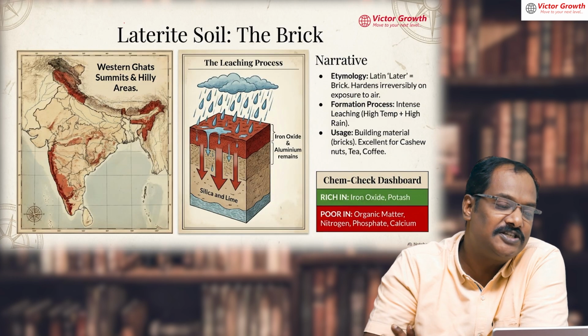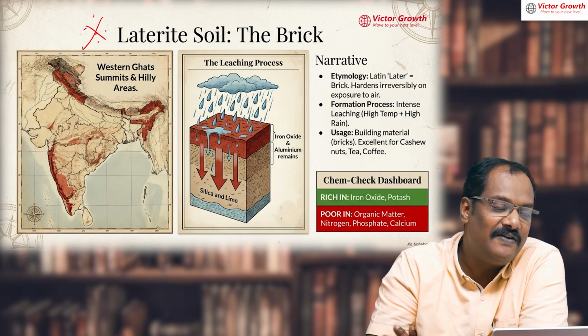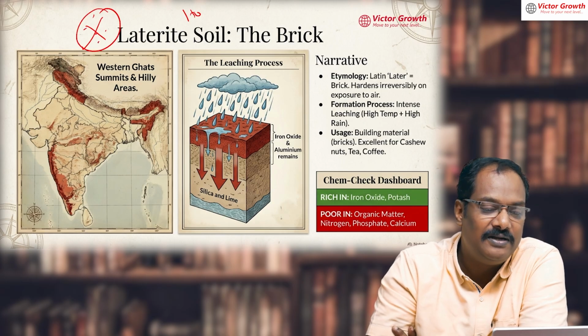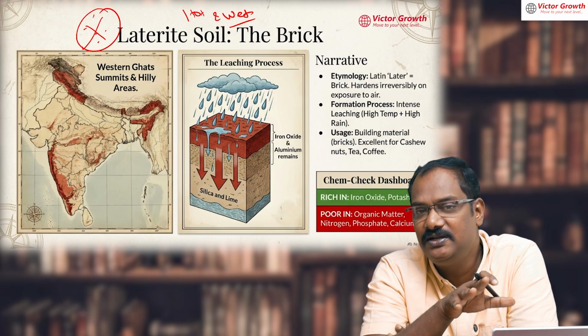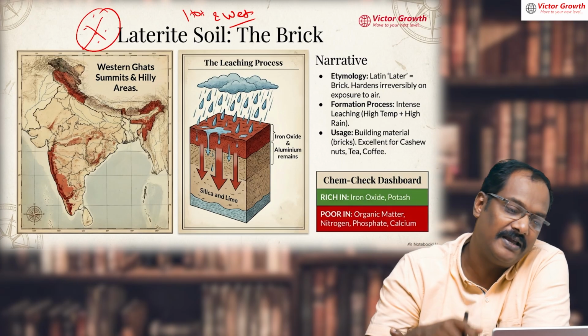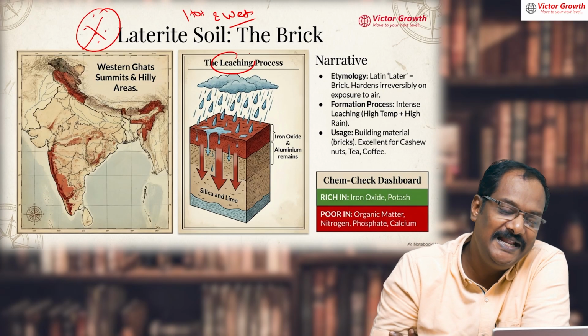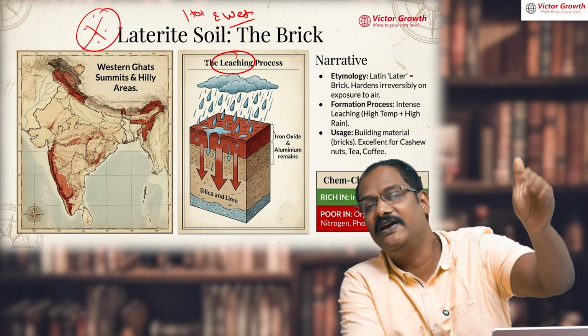Okay, sir. Laterite soil also, definitely they are asking. Whenever they ask about laterite soil, you have to remember one keyword: hot and wet climate. That is, it is very hot, sunshine is good, at the same time rainfall is also happening. Because of this, what happens? Leaching will happen. Leaching means washing away of topsoil.